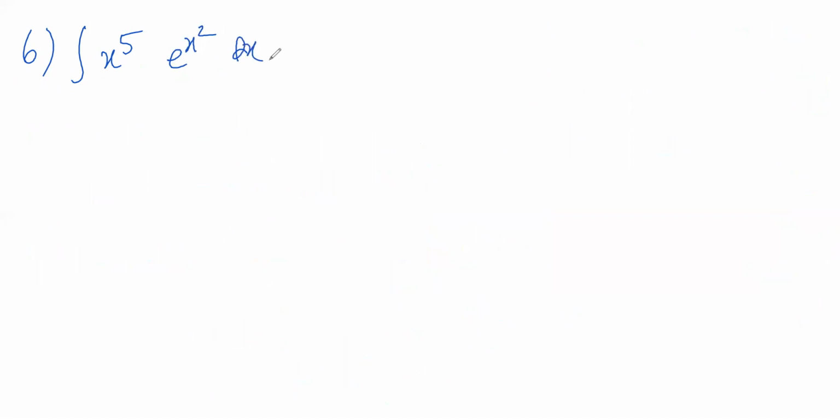As before, x power 5 is an algebraic term and e power x squared is the exponential form, right? So by using this, as usual, you take u equal to x power 5 and dv equal to e power x squared. In that, there's no problem. But here, instead of e power x, we are given e power x squared, right?